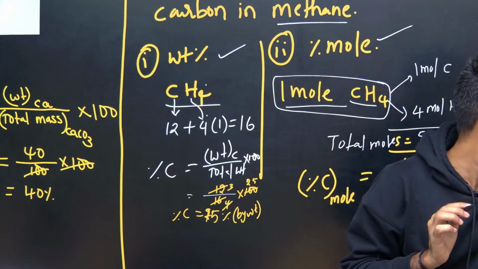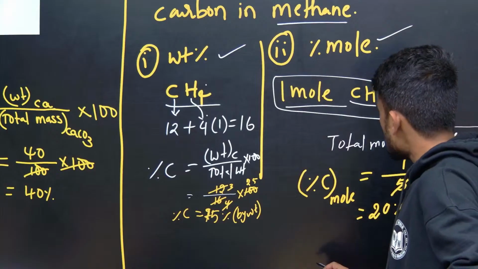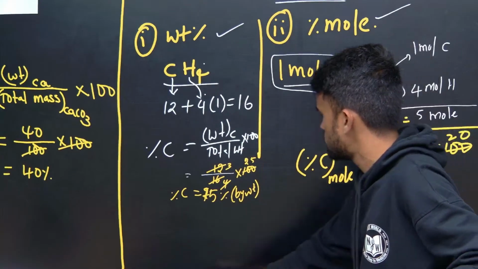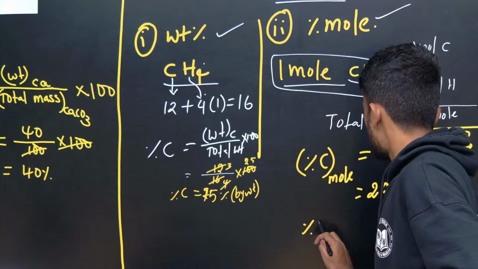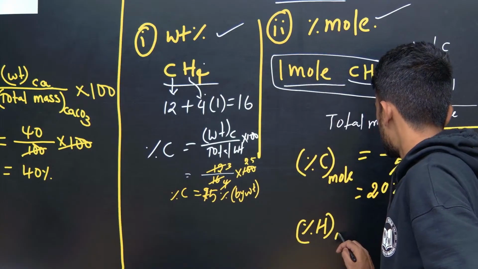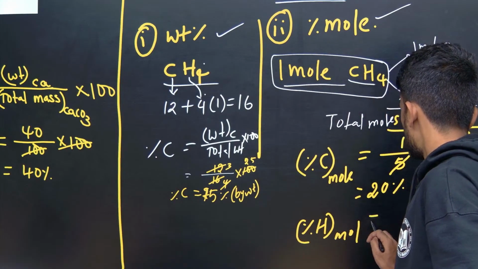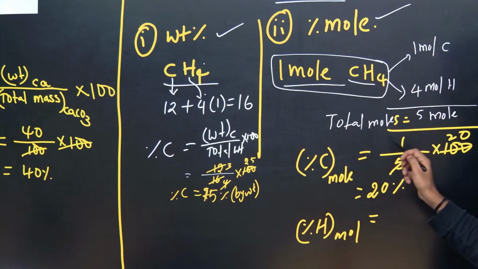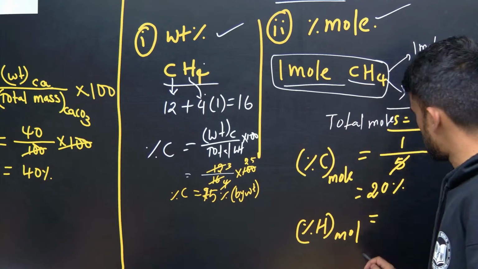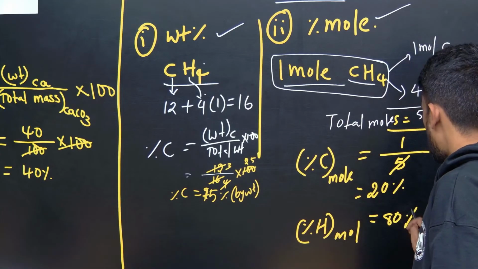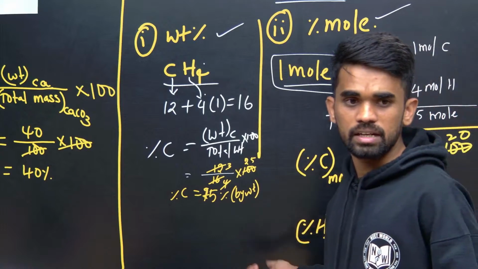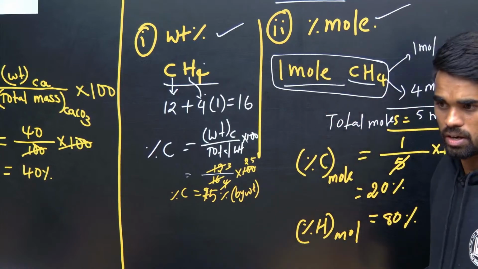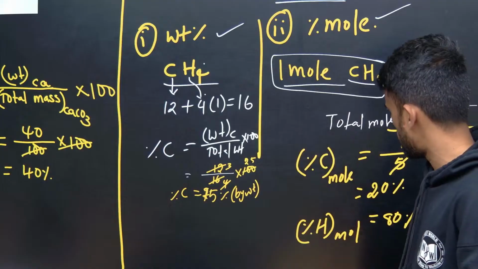Yeah. One more thing here, if I ask for hydrogen, what is your answer? Percentage of hydrogen by mole: 4 by 5 into 100. So that will be 80%. Otherwise 100 minus 20 gives 80, right? That is for hydrogen. Is that clear or not? Yeah, so you can make a note of it.